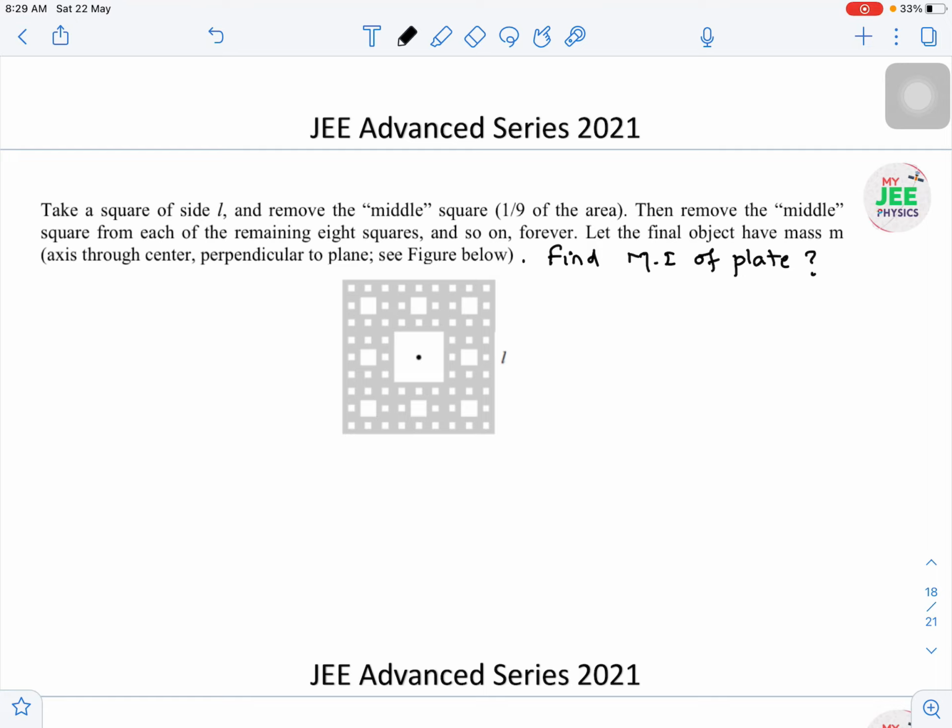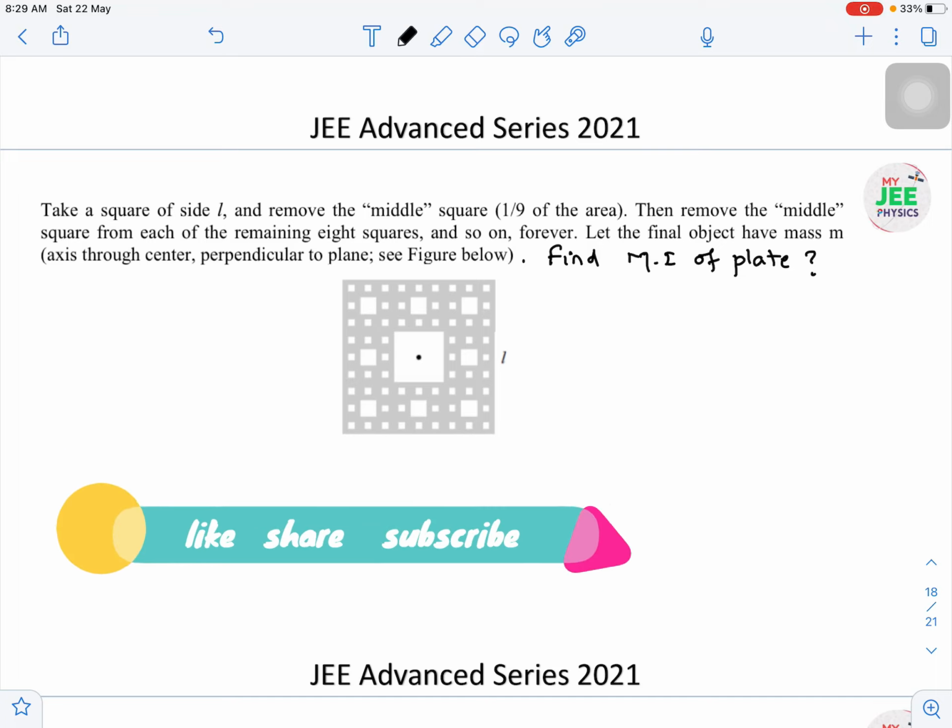Today we are going to discuss a very good question related to moment of inertia. Hope everybody read the question. Please go through the question once, try it yourself, and come back for the solution.